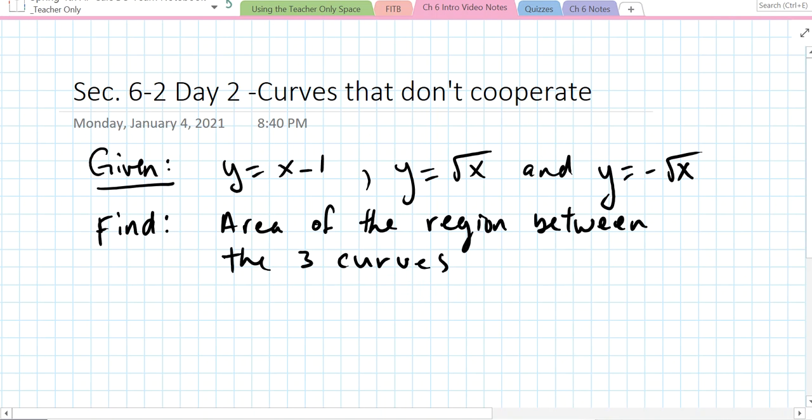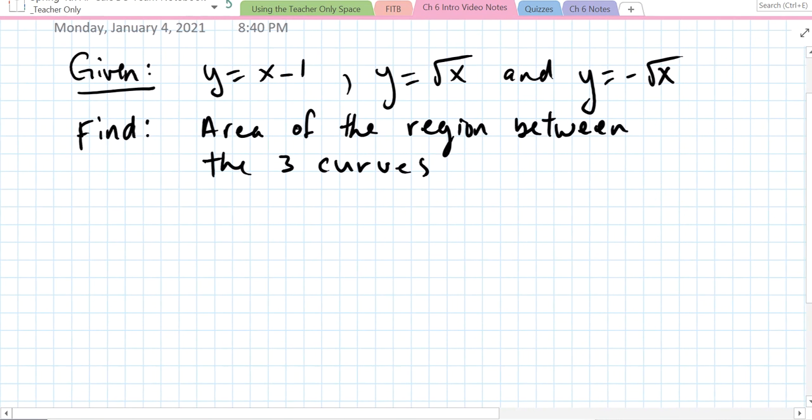So you have a little bit of a dilemma. First, you have to figure out where it is between. What does it look like? The first thing you always do when you have one of these questions is figure out what the region between is. What is the region? And the best way to do that is to sketch a graph.